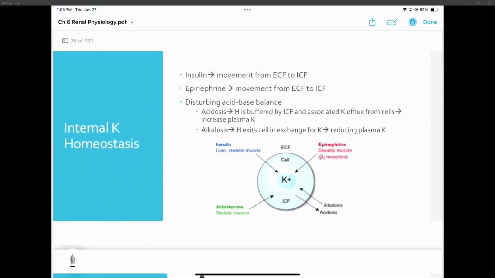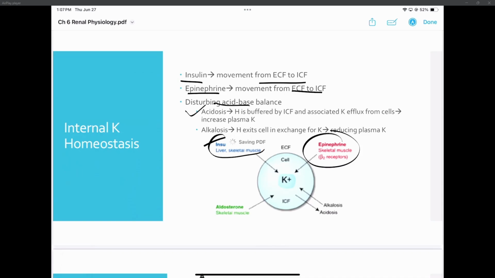So for internal potassium balance, insulin will move potassium from the ECF to the ICF, and epinephrine as well, ECF to ICF. Here's your insulin, here is your epinephrine, and acid-base balance issues also matter. With acidosis, hydrogen is buffered by the ICF and is associated with potassium efflux from the cells. So potassium is going to leave the cells, increasing plasma potassium.